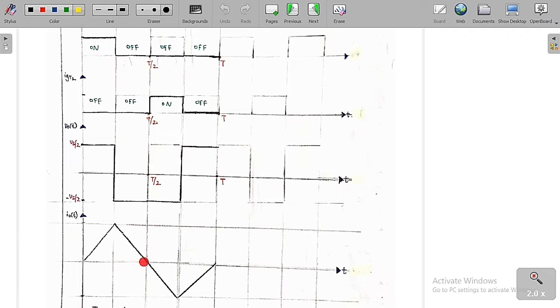So if D2 is going to conduct, what do we get? Then the output voltage is equal to minus Vs by 2. We can see this clearly from the circuit, and this is the output voltage we are going to get. Then I am going to turn off T1 and turn on T2.